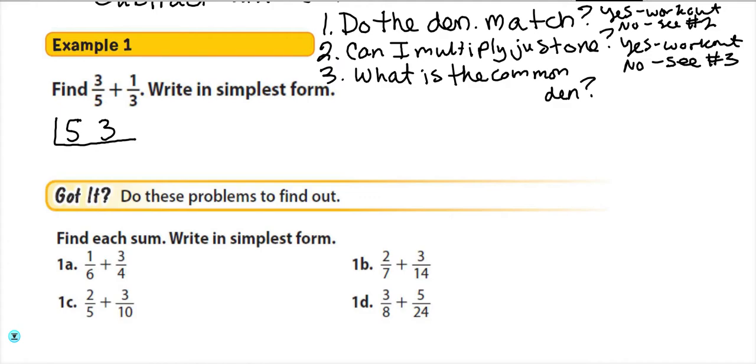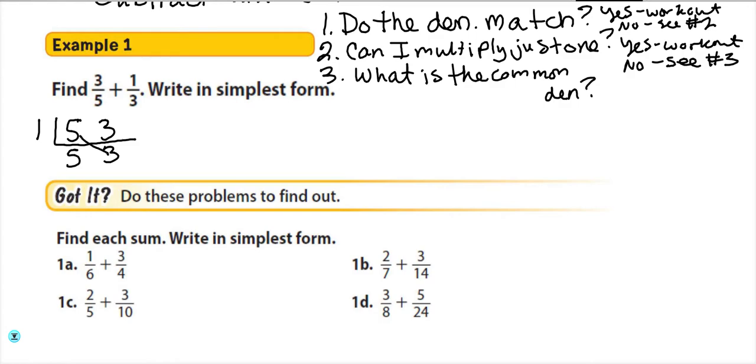Then you ask yourself, what's the greatest common factor? So what's the highest number that goes into both of these? And the answer would be 1. So that number is going to go here. Okay? Then you divide. 5 divided by 1 would be 5. 3 divided by 1 would be 3.